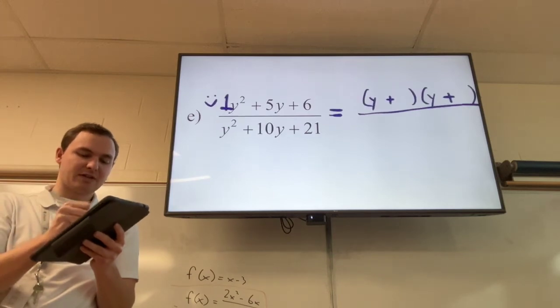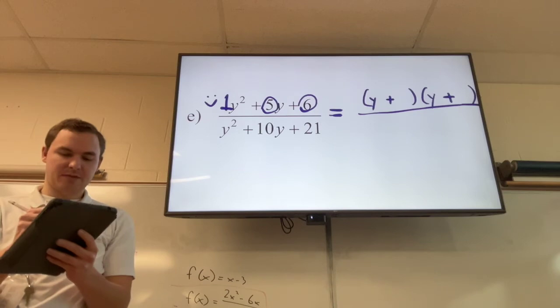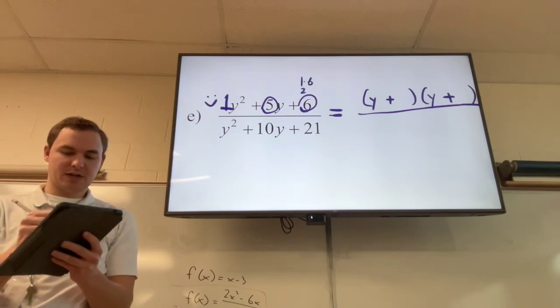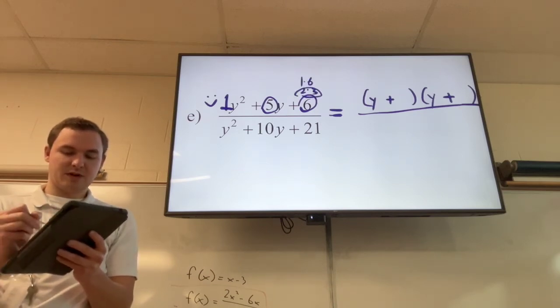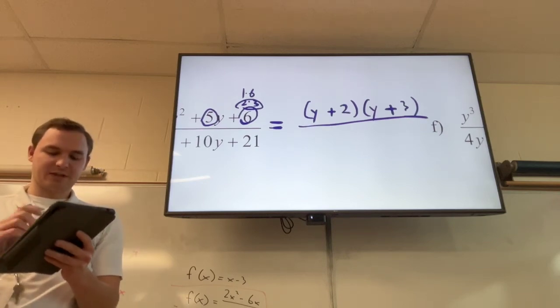So I want 2 factors of 6 whose what is equal to 5? Sum, yep. So 1 times 6 and 2 times 3, 2 times 3, okay? So that factors to that.